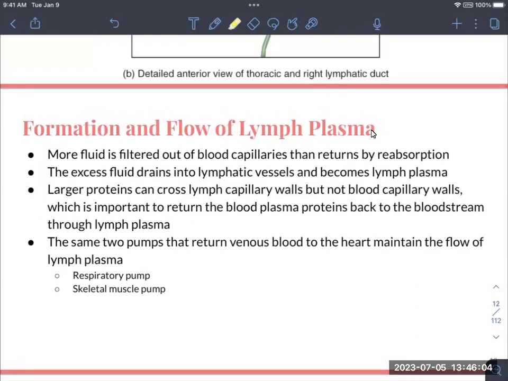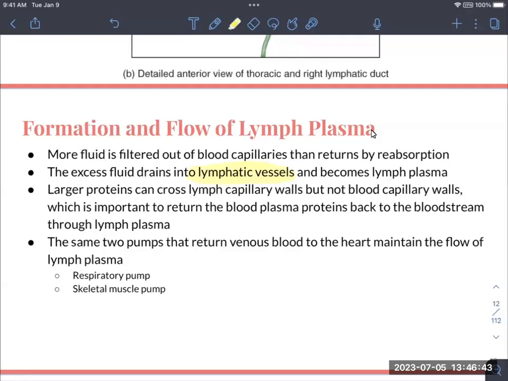So this lymphatic plasma gets formed because in the blood capillaries, we tend to filter out quite a bit of fluid, but we don't reabsorb all of it back. We reabsorb some of it, enough of it to keep the blood fluid, but we don't absorb all of it back in. So this excess fluid gets picked up by the lymphatic system. It turns into that lymph plasma that makes its way back to the heart.